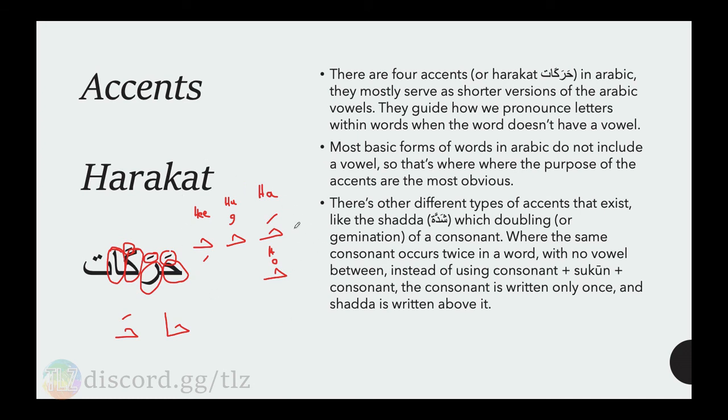But there are other different types of harakat other than these 4. Like the shadda, which means the consonant is doubled. So it's hard to give an example by just showing the letter. So let's look at a different word. So there are 3 accents present here. 2 meaning that there are no vowels, and the shadda.